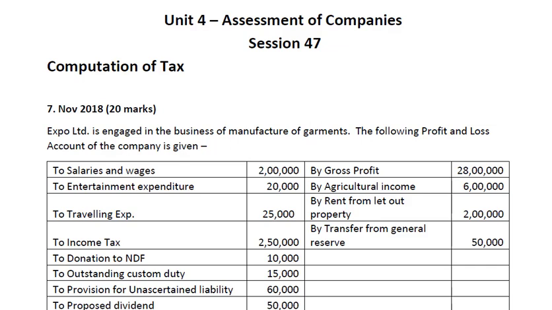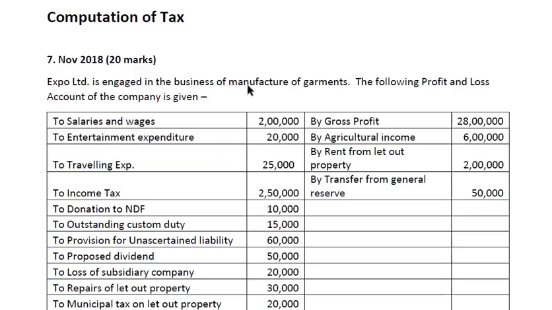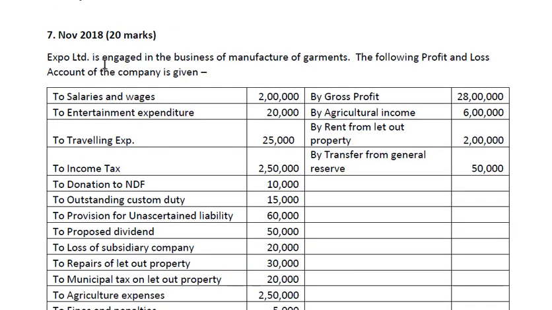Session 47 of Unit 4 of Taxation of 5th semester BBA of Mangalore University. Let us see the problem on computation of total income and tax liability. This is asked for 20 marks in November 2018.